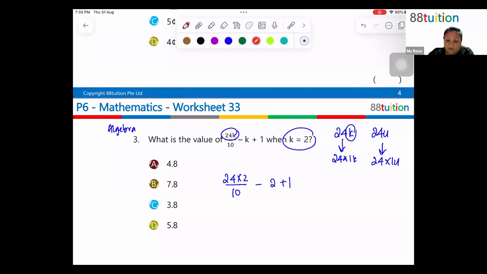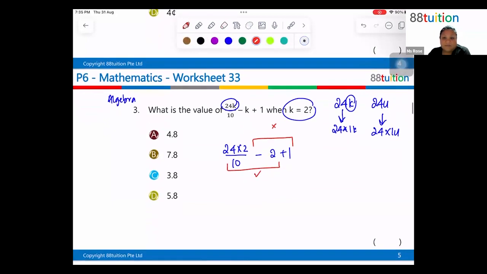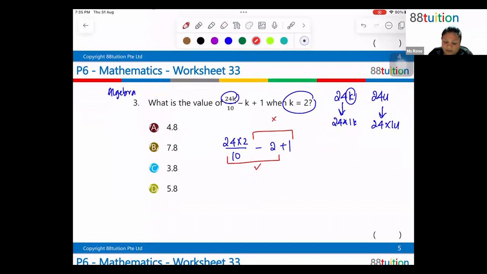Now, those of you who got this question wrong, you cannot do this first. You must do this first, followed by the rest. That means the correct way is to do this. Okay, the correct way is to do this. So what do I have here? I have 48 over 10 minus 2 plus 1.